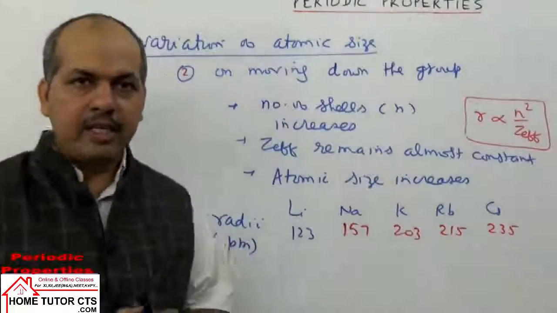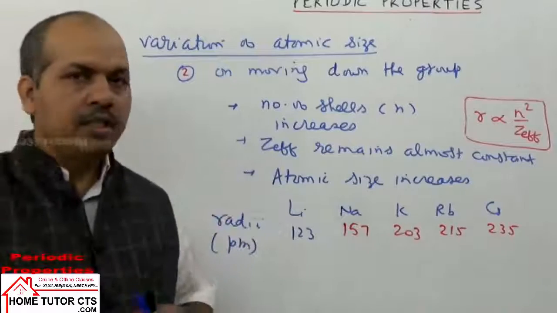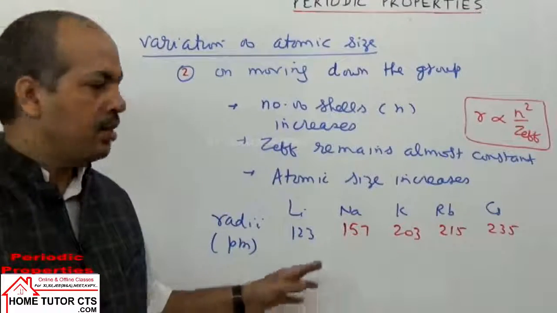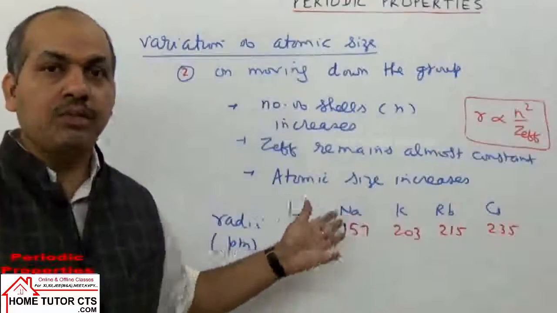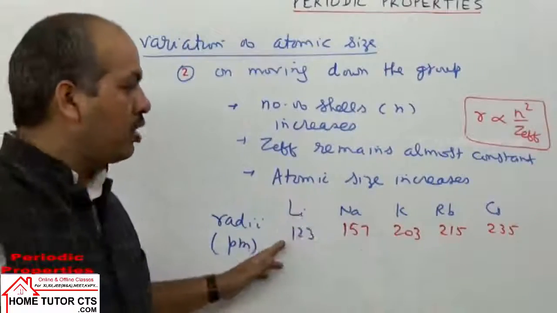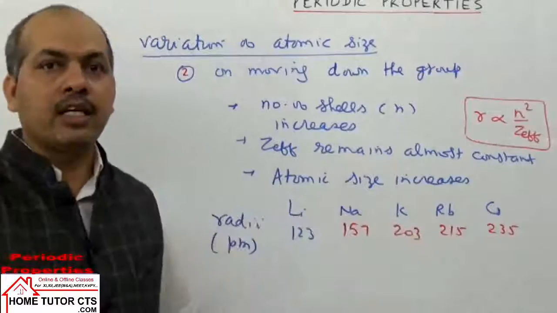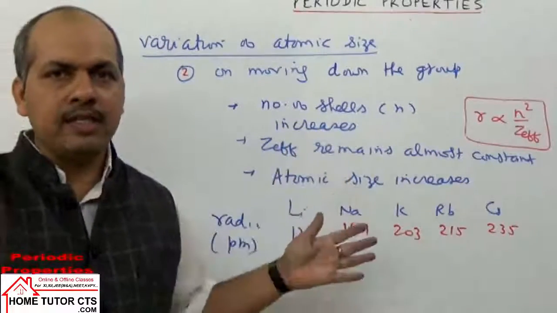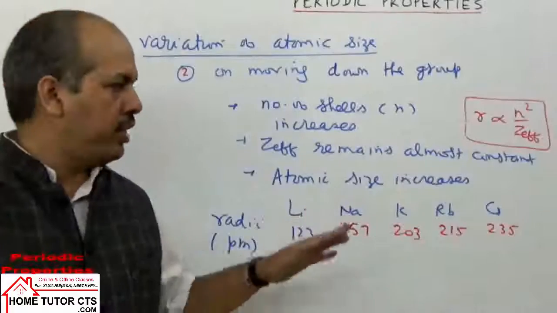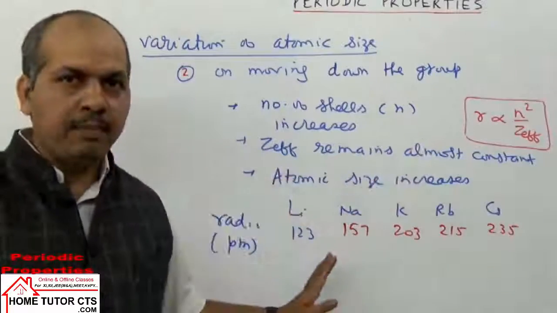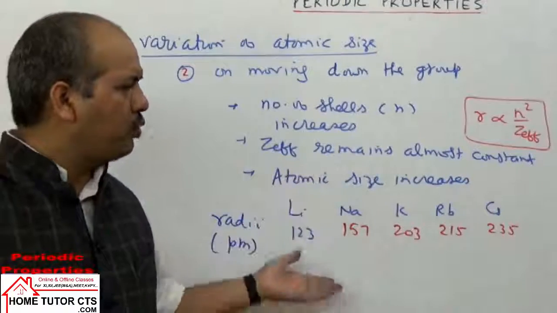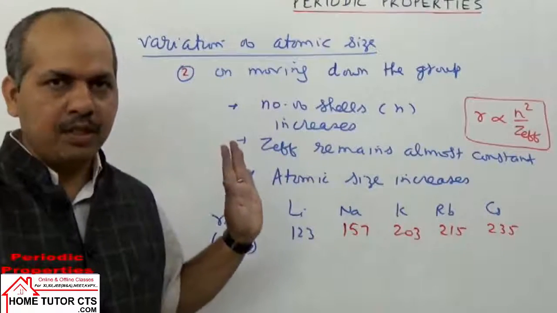So what actually happens here? The common logic is that number of shells are increasing, so electrons keep on moving away from nucleus. Away from nucleus means size of the atom increases with increasing number of shells, because in such case Z effective is almost constant. We have explained this example by calculation using Slater's rule. Even without Slater's rule you can explain this point directly.